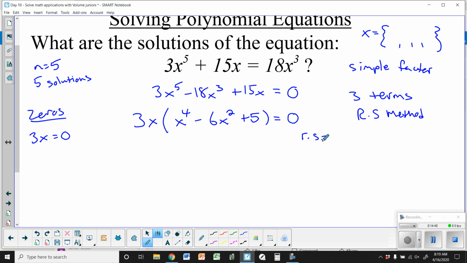So R times S equals the A, which is 1, times 5, which would be 5. R plus S, that's right, equals the middle term, so negative 6. So factors of 5, we have 5 and 1. And then we also have -5 and -1. So those are our possibilities. Which ones add up to -6? All right, so you can see it's this one.